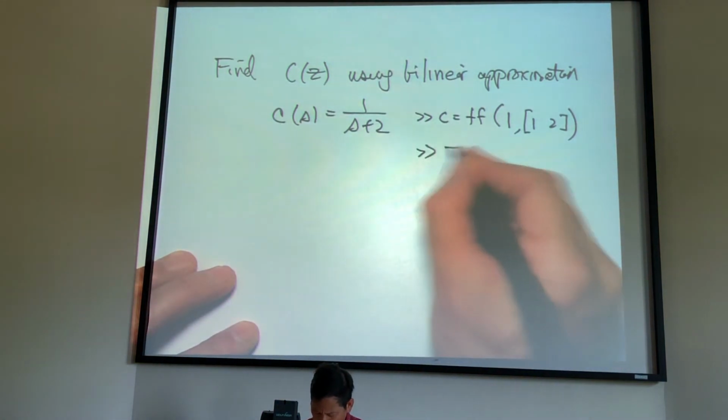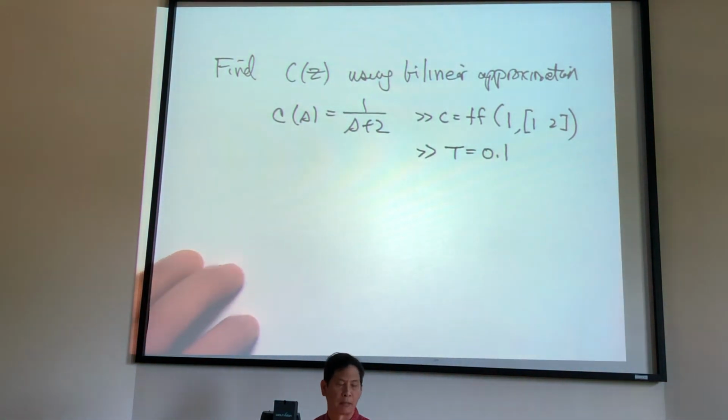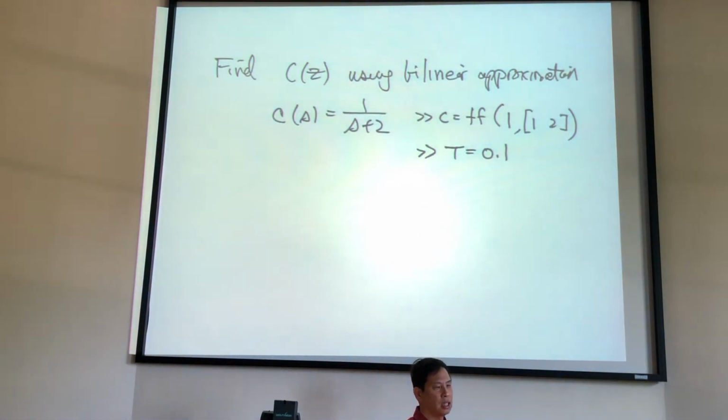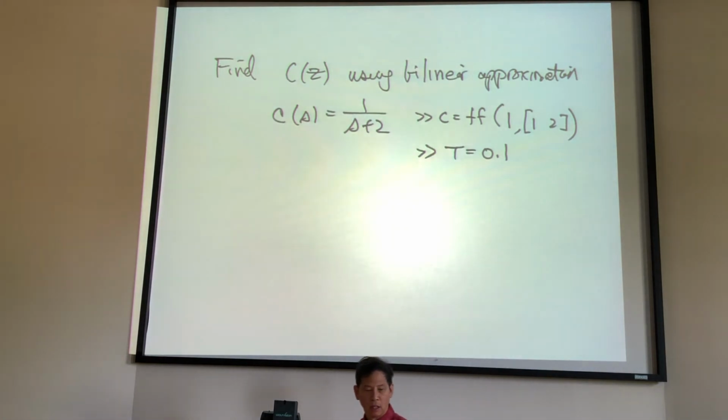Let's enter in the sample time. T is equal to 0.1. That's the sample period. Okay, so now you've got two objects. You should have C, the transfer function, and you should have this.